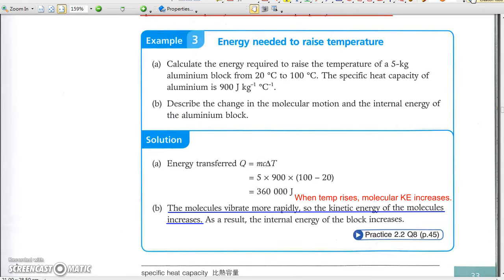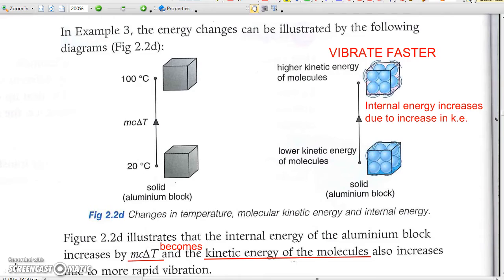Example 3. Energy needed to raise temperature. Without change in state, the energy transferred to an object increases its kinetic energy, so that its molecules vibrate more rapidly. Such an increase in kinetic energy results in the increase of internal energy of the object.